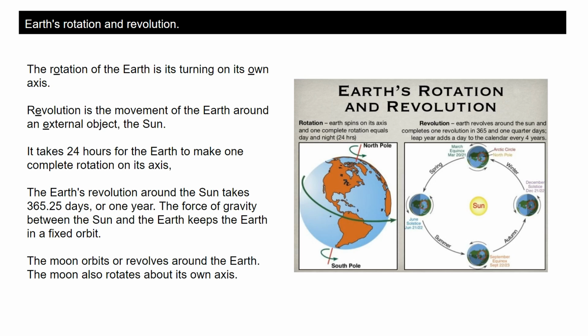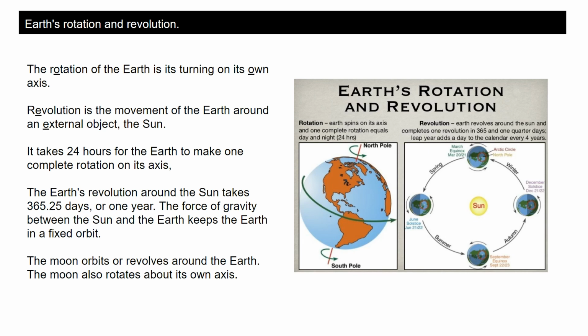So rotation is when an object turns around its own axis. So this is the Earth spinning around its own axis, whereas revolution is when an object is traveling around an external point. So the Earth is revolving around the Sun, which is the external point.